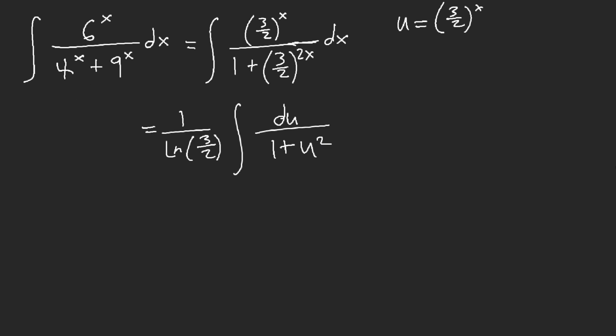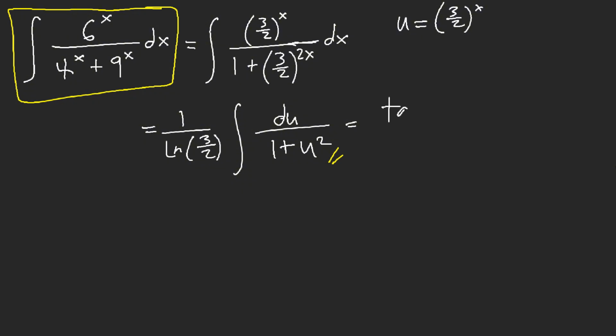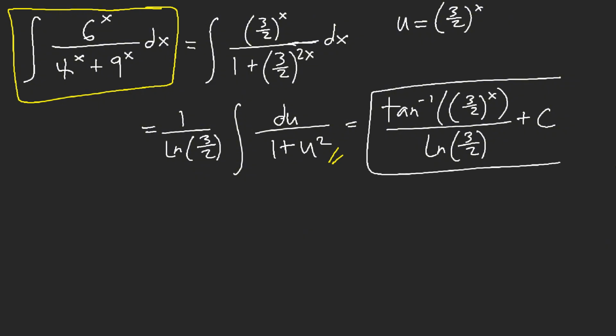From here, this scary looking integral is just a simple U substitution. So here, this is simply equal to the inverse tangent of 3 halves to the power of x over ln of 3 halves, plus c. Okay, so this is very, very beautiful, very sneaky yet very simple. So this is definitely one of my favorite integrals.